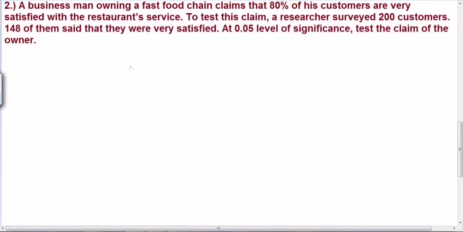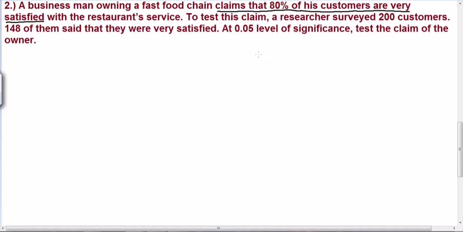So sabi rito guys, nag-interview sila ng 200 na tao and 148 out of 200 of them said that they were very satisfied. Pero ang kiniklaim ni businessman or yung may-ari ng fast food chain na 80% daw of his customers are very satisfied. So, andito yung claim niya. Ayan. He claims that 80% of his customers are very satisfied with their service.